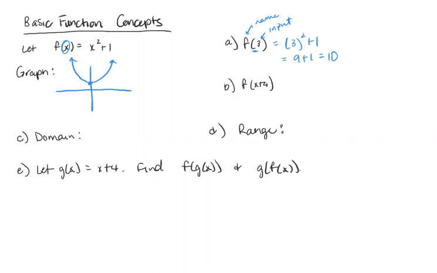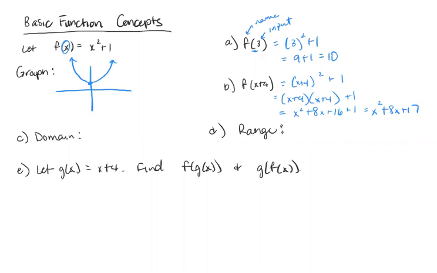Now to do x plus 4 as our input, it's going to be something squared plus 1. That something is now x plus 4. And we need to be careful here. This will be x plus 4 times x plus 4, plus 1. You'll need to FOIL, and once you FOIL, you'll get x squared plus 8x plus 16 plus 1. So we have x squared plus 8x plus 17.